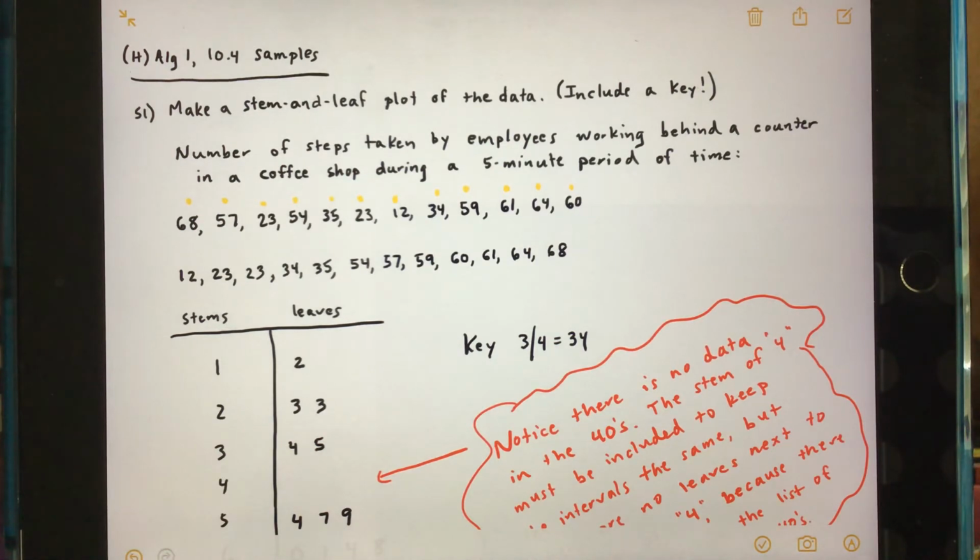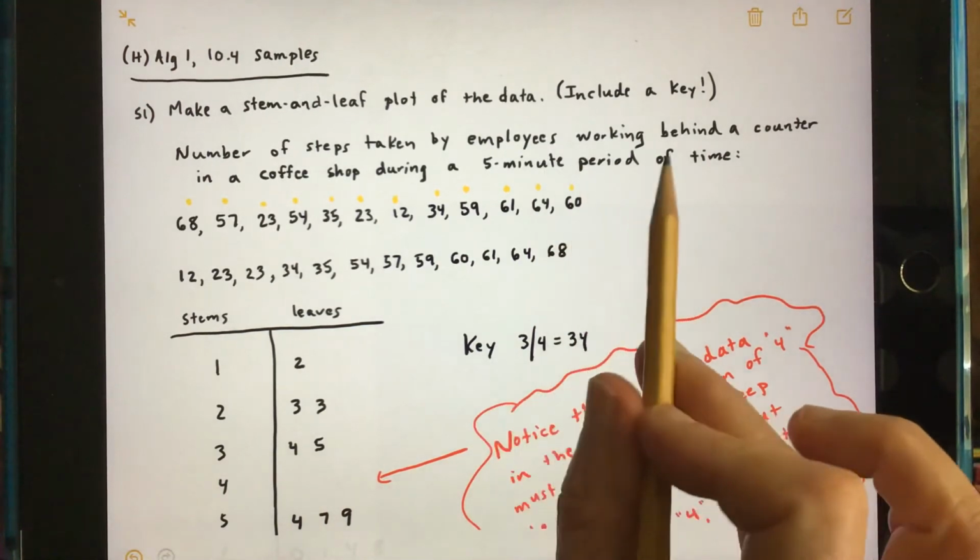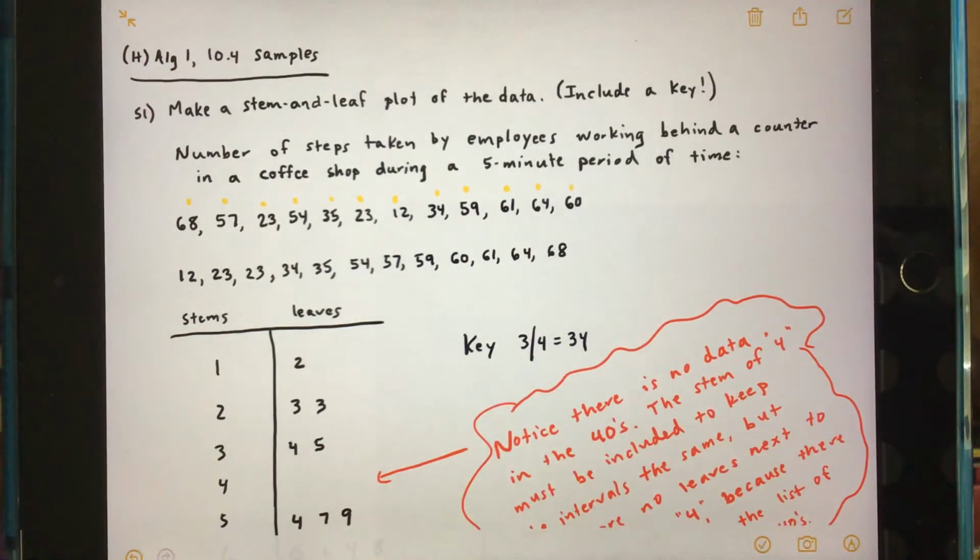So our first sample is making a stem and leaf plot, and we're going to make sure we include a key. That's super important for our stem and leaf plots. Without a key, our data display is meaningless. So even if you're not told that you need a key for a stem and leaf plot, you must include one. You've been reminded, so let's make sure that we include it.